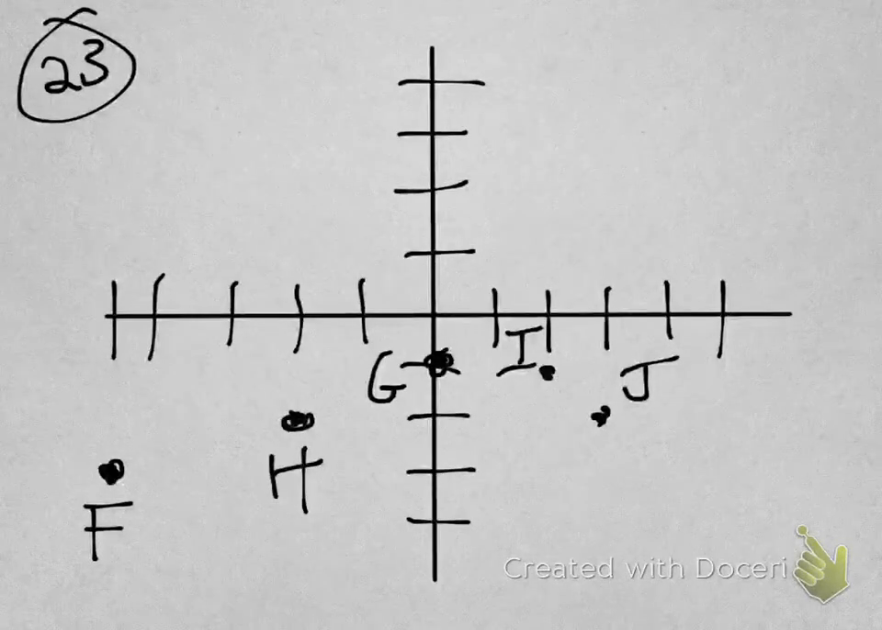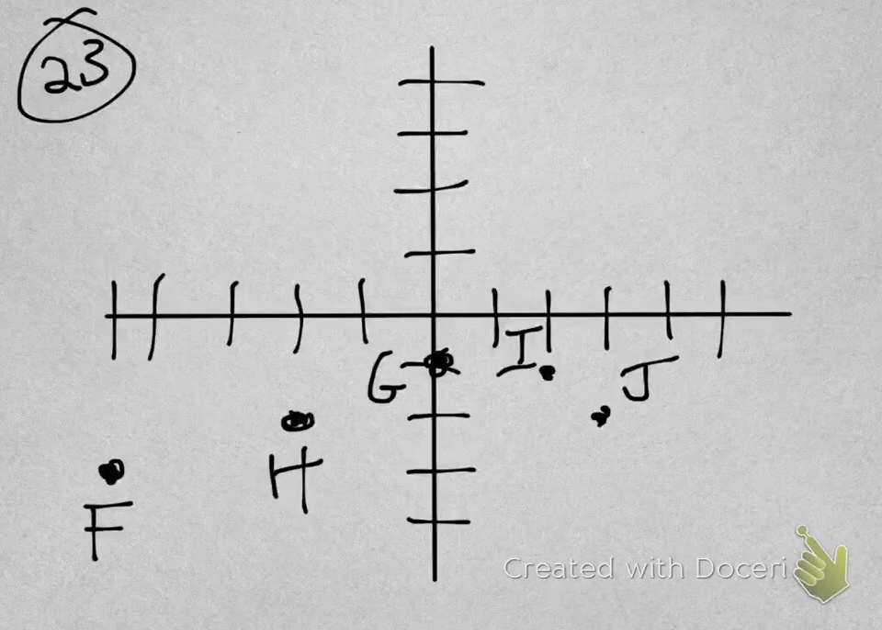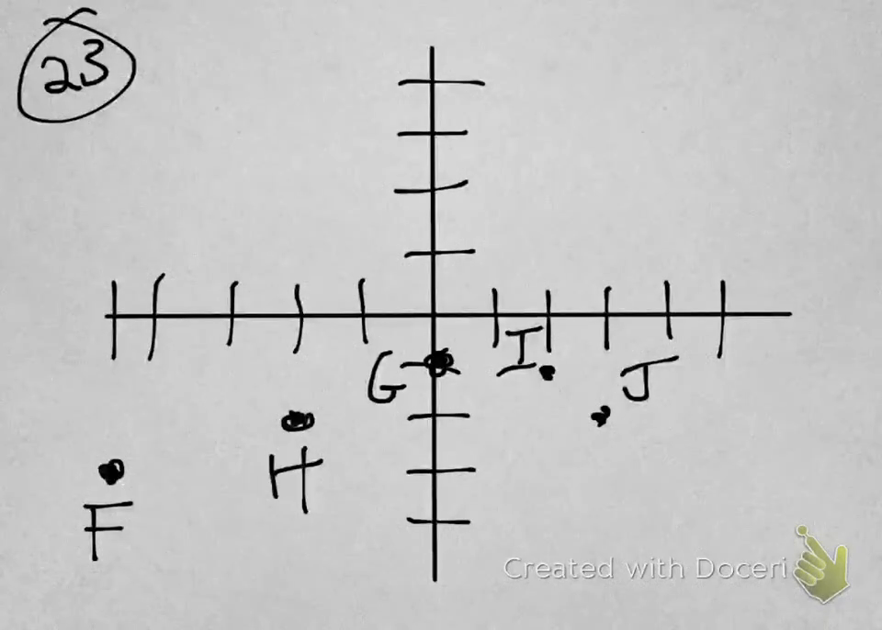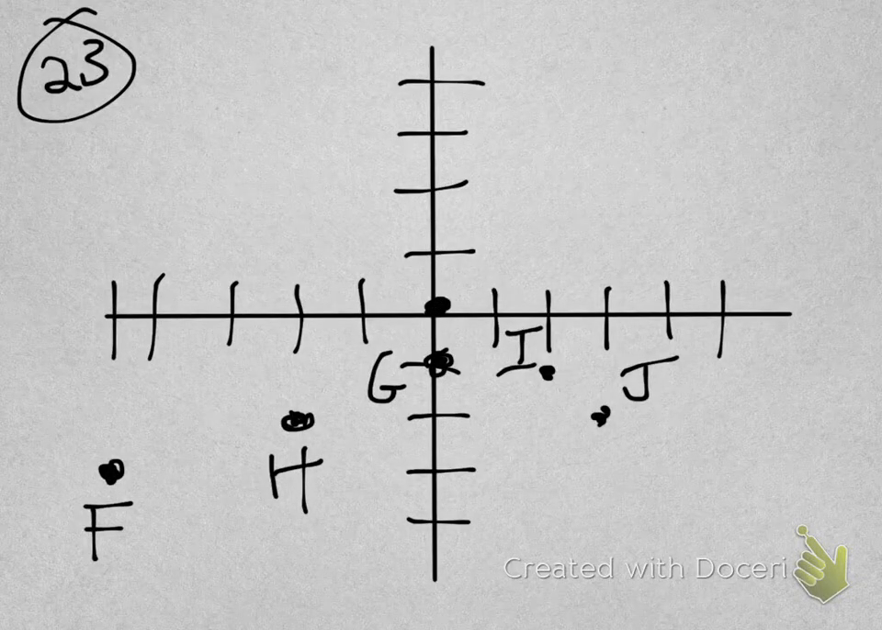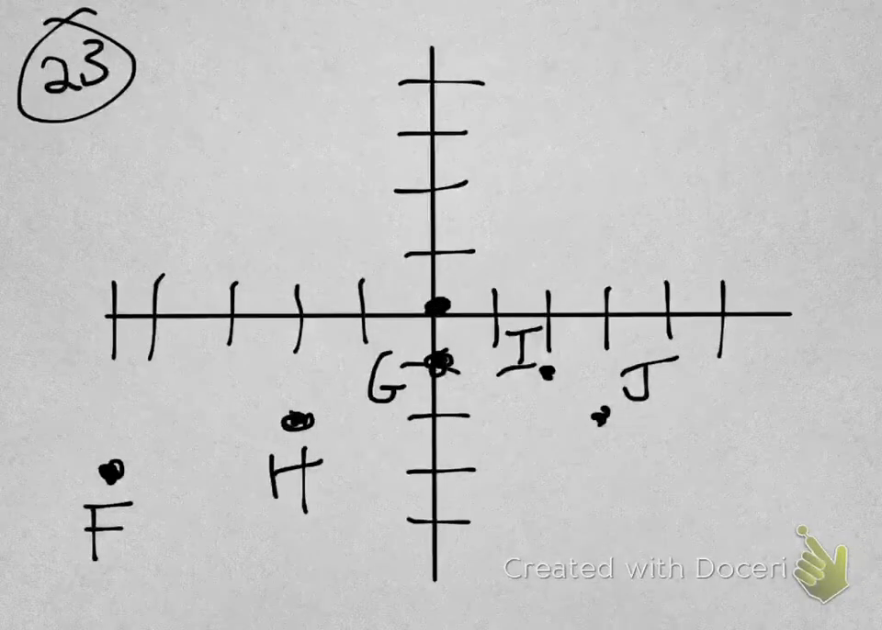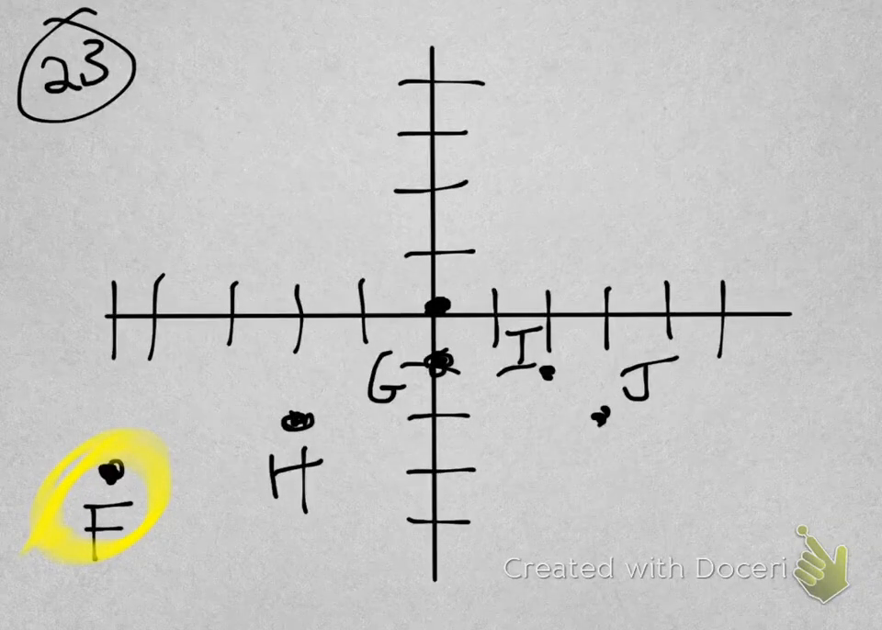Okay, question number 23 is just like question number 22, except instead of plotting, the points are already plotted, and we have to figure out the coordinates of each one. We're still going to start here at 0, 0, the origin, and we're going to count over. So the first one that I want to go for is this f. I want to try and figure out what that f is. So I'm going to start here at 0, 0, and I'm going to count backwards.